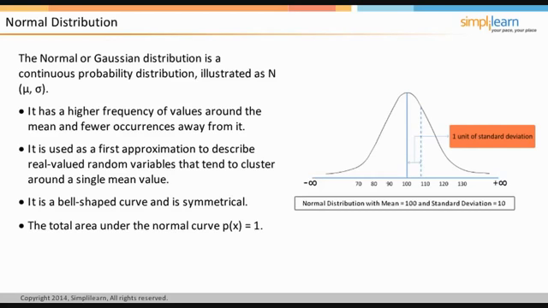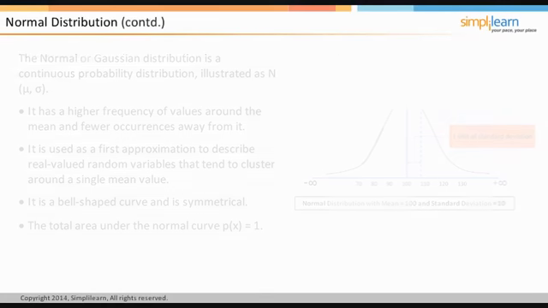Additionally, normal distribution is continuous and symmetrical, with the tails asymptotic to the x-axis, which means they touch the x-axis at infinity. Let us continue to discuss normal distribution in the following screen.